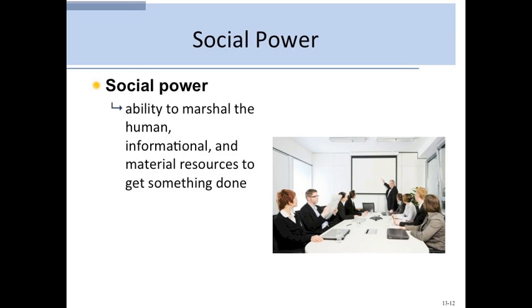Well, regardless of the type of influencing tactic that you do, in order to influence, you need power. Power is the ability to influence, or gives you the ability to influence. And power, so to socially influence, is what we call social power. And here it is defined as the ability to marshal the human, information, and material resources to get something done. Essentially, to be able to influence or to make influential decisions in the organization to get things accomplished that you desire to see accomplished.